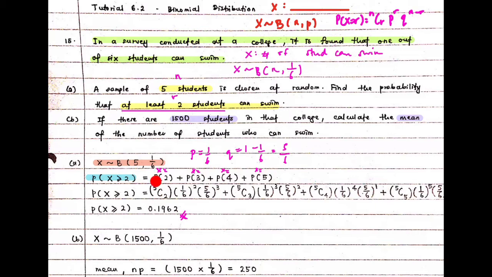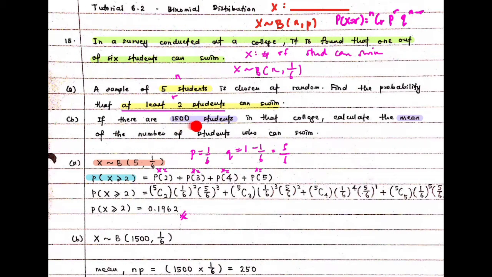This is the first example for P(X = 2). So the formula is nCr, so 5C2, p to the power of r, so 1 over 6 to the power of 2, q to the power of n minus r, so 5 over 6 to the power of 5 minus 2, which is 3. Let's repeat the same process here, and then you can add them up. Your answer is 0.1962.